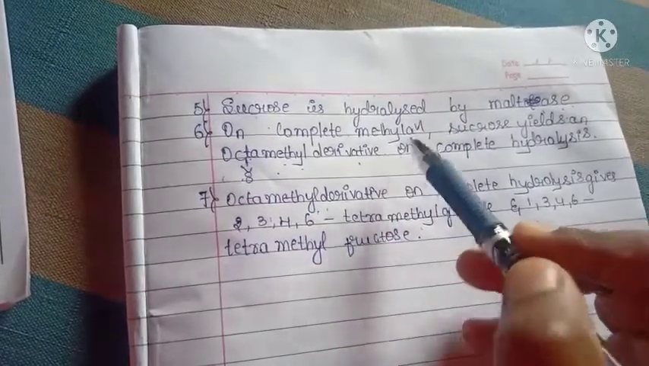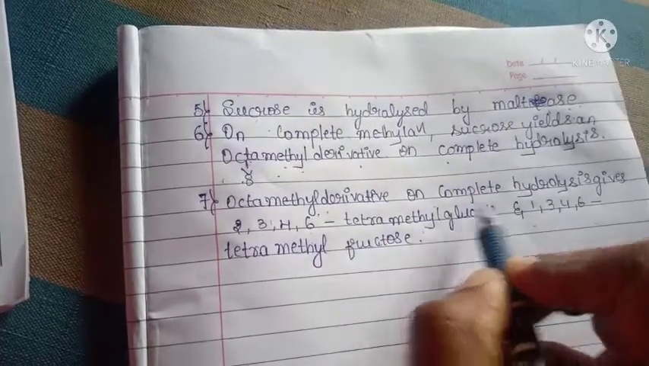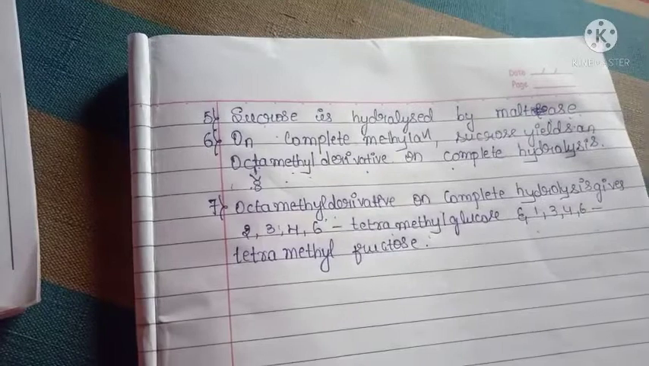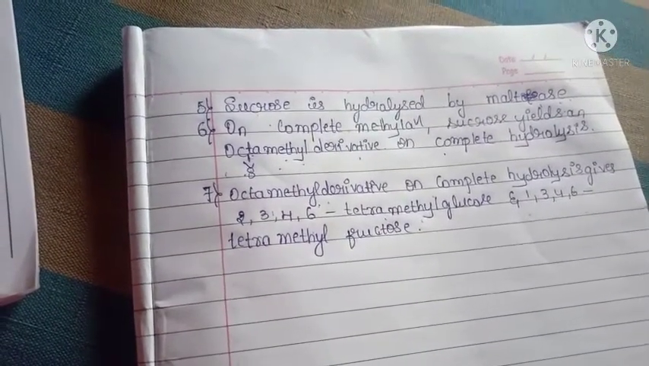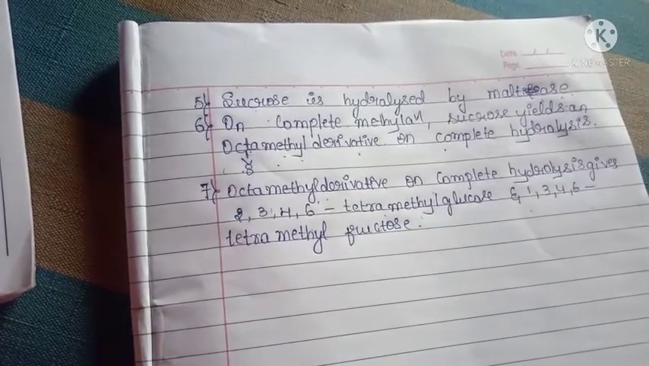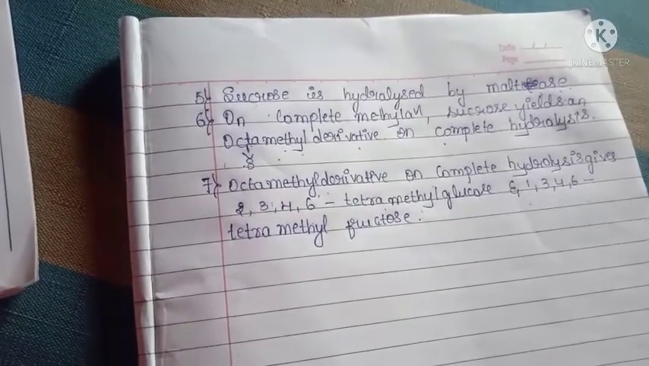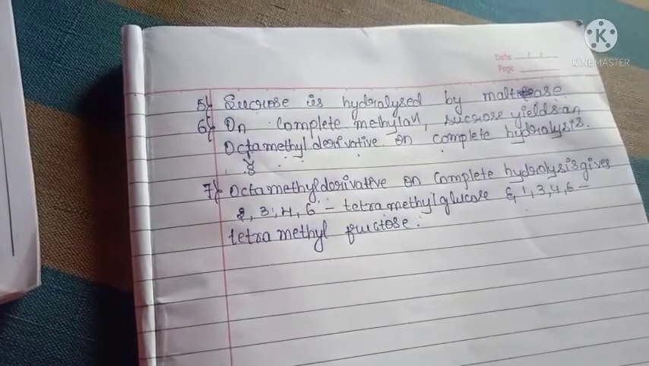On complete methylation, it gives an octamethyl derivative, which on complete hydrolysis gives 2, 3, 4, 6 tetramethyl glucose and 1, 3, 4, 6 tetramethyl fructose, because the OH group should be present on these carbon atoms. So that's why the OH is removed and the CH3 is substituted.